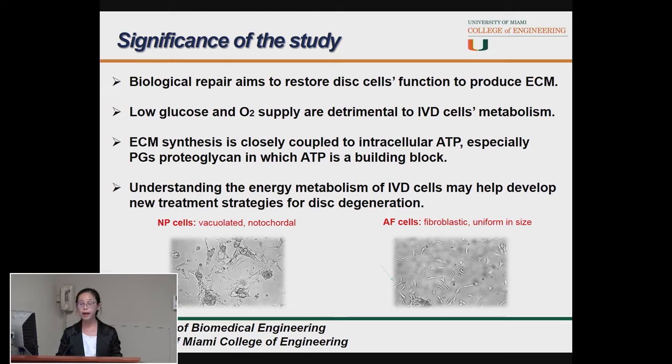So we already know the low nutrition, in terms of low glucose and oxygen supply, is detrimental to IVD cells' metabolism. In addition, the ECM production of the cells is known to be related to their intracellular energy levels. Because of that, we also know ATP is the building block of proteoglycan. So in this study, we investigate the interrelationship between the ATP and proteoglycan synthesis of IVD cells under the altered glucose and oxygen environment.